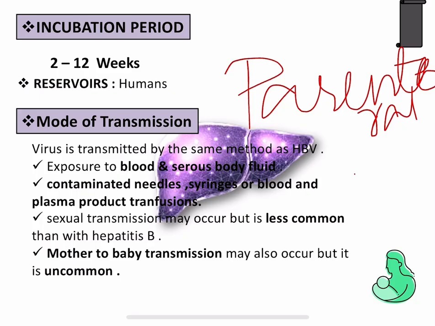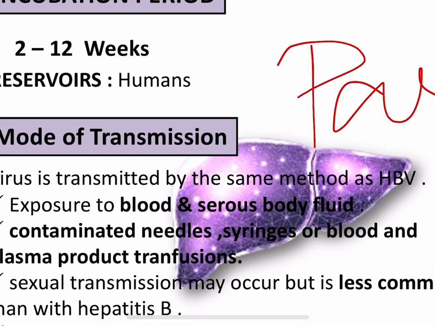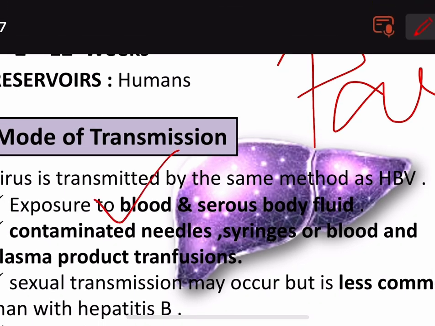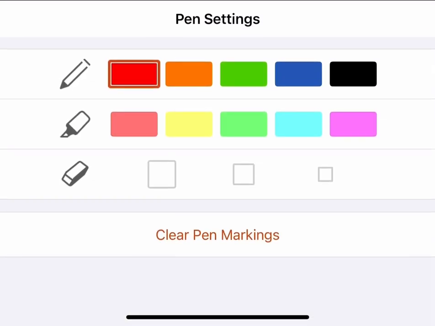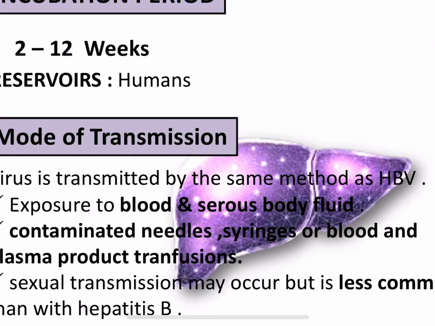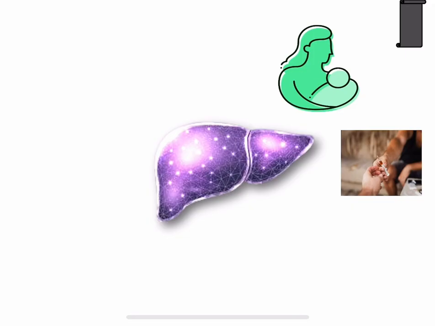The most important thing you need to remember is exposure to blood of an infected individual, exposure to the serous body fluids of an infected individual, and the use of contaminated needles, syringes, blood, and plasma products transfusions which is unscreened. Mother to baby transmission is uncommon.